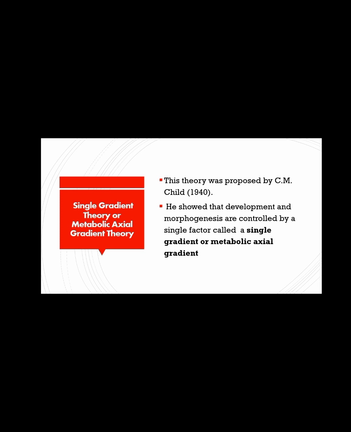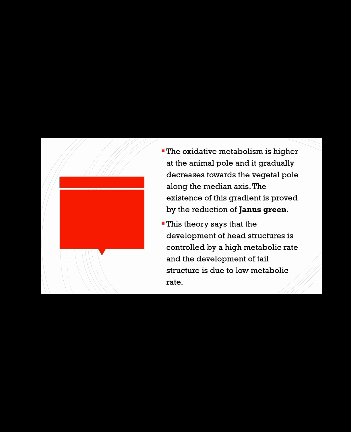This theory was proposed by C.M. Child in 1940. He showed that development and morphogenesis are controlled by a single factor called single gradient or metabolic axial gradient. So the metabolism is higher at the animal pole, then it gradually decreases towards the vegetal pole along with the median axis.